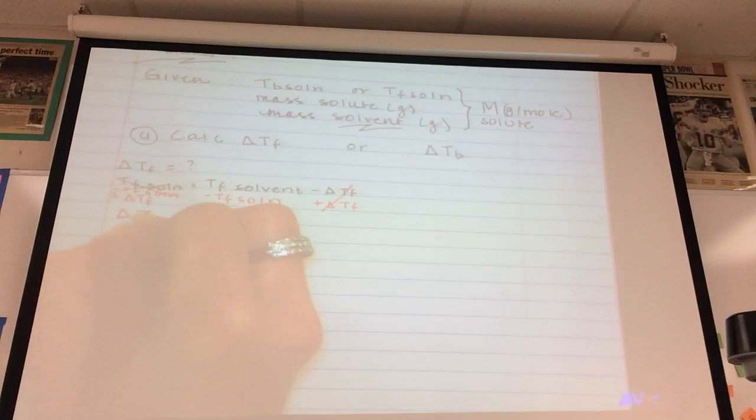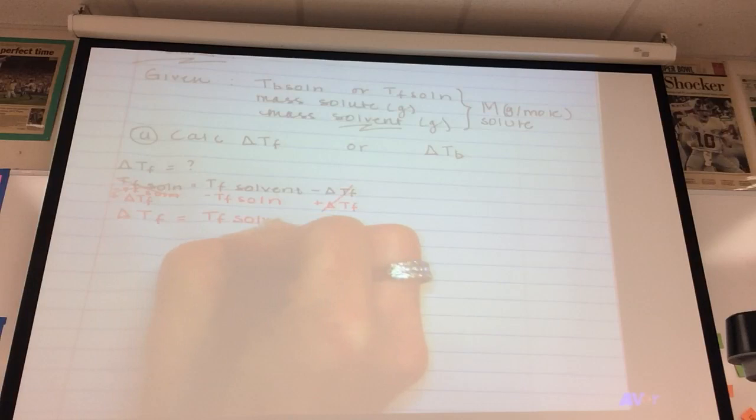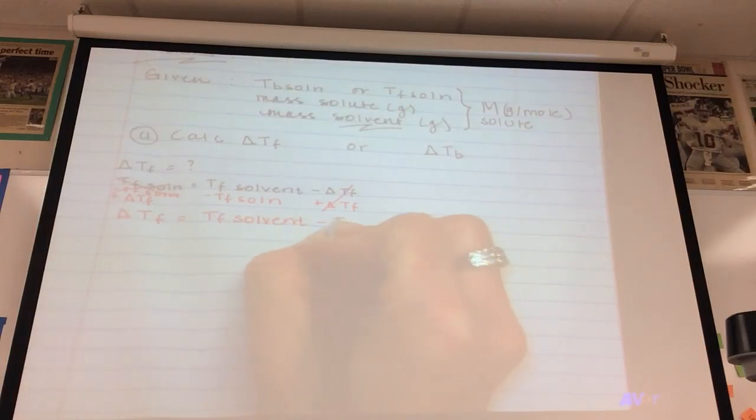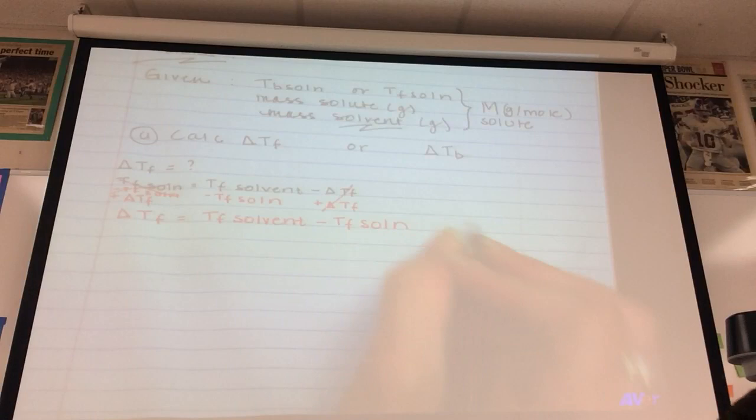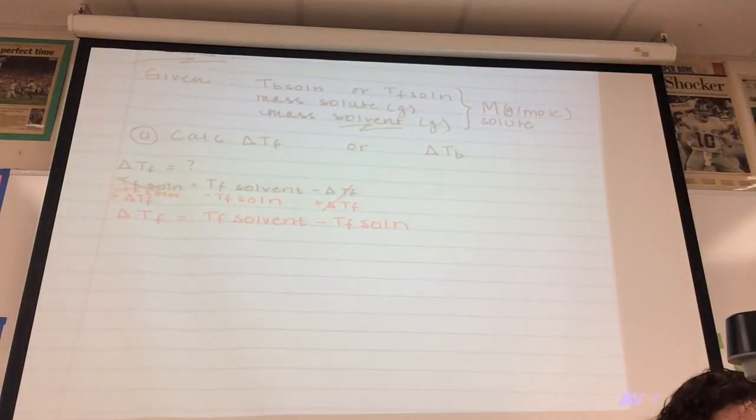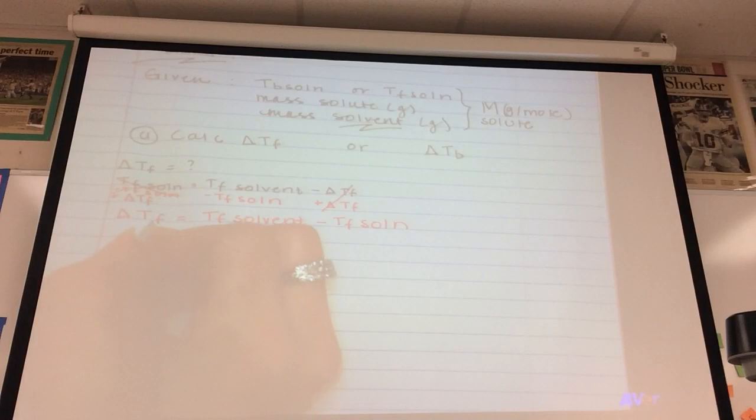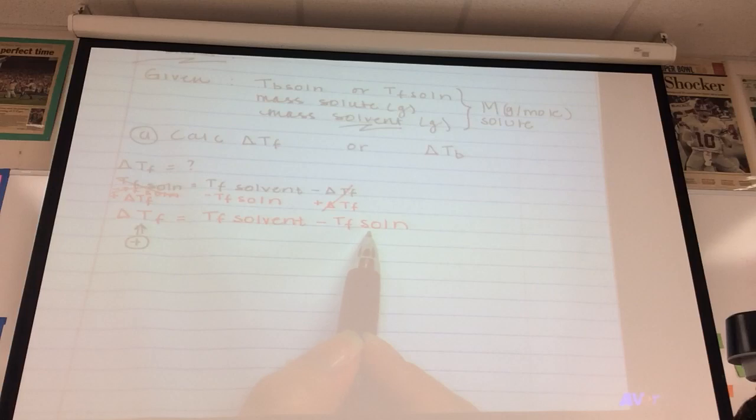And I'll have delta TF is equal to the TF of the solvent minus the TF of the solution. Now, if you have trouble manipulating that formula, you can cheat it a little bit. The delta has to be positive, so you always will subtract the smaller quantity from the larger quantity. Keep in mind the freezing point of the solution has been depressed, lowered, so it has to be smaller than the freezing point of the solvent.